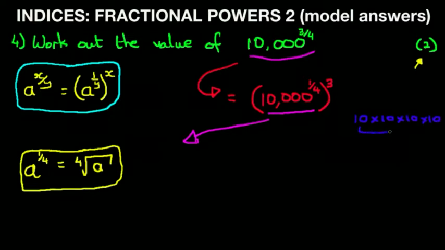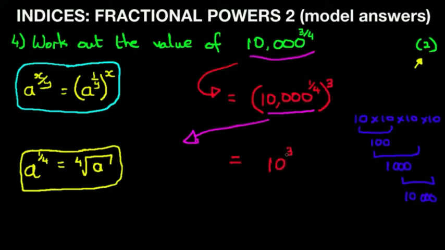Now we can double check this. 10 times 10 is 100. 100 times 10 is 1,000. And 1,000 times 10 is 10,000. Therefore, coming back to our question, we now have 10 to the power of 3. Now there was an interim step here for our formula which I didn't write down. You can write this down, you don't have to. You can write down here the fourth root of 10,000, to the power of 3.